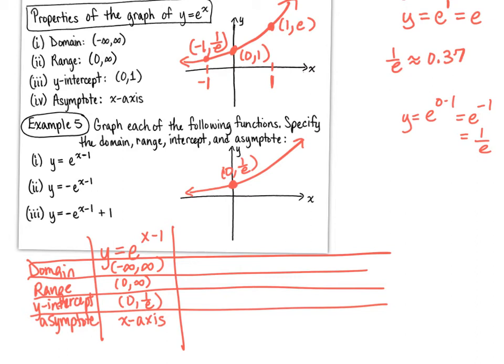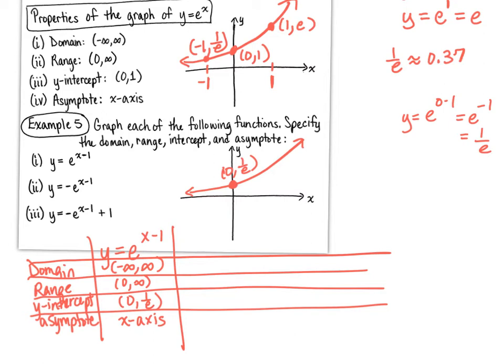You have y equals negative e to the x minus 1. What's the graph? We're not finding the x-intercept? No, we don't need to. Is there an x-intercept? No. There is no x-intercept.